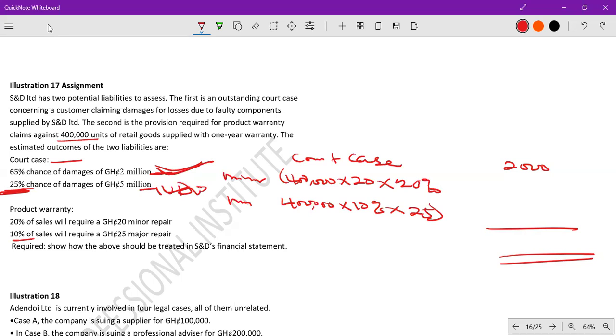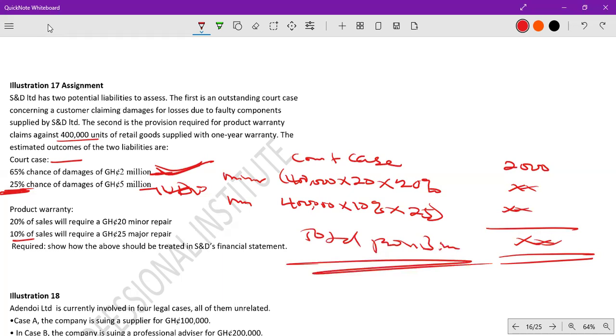Are we there? Yes, sir. The 25%, although we will not recognize, we have to disclose it, right? Exactly. Disclosure. I said the 65 should be recognized. Exactly so. Okay, so when you do this, add the amounts here, and that will be the total provision. That's all.